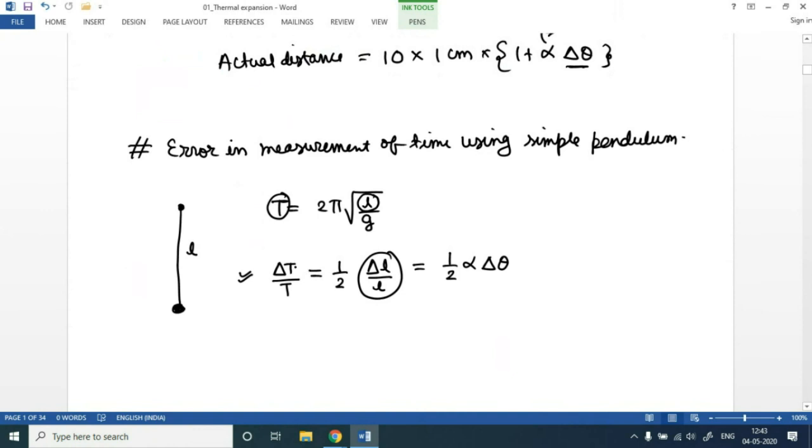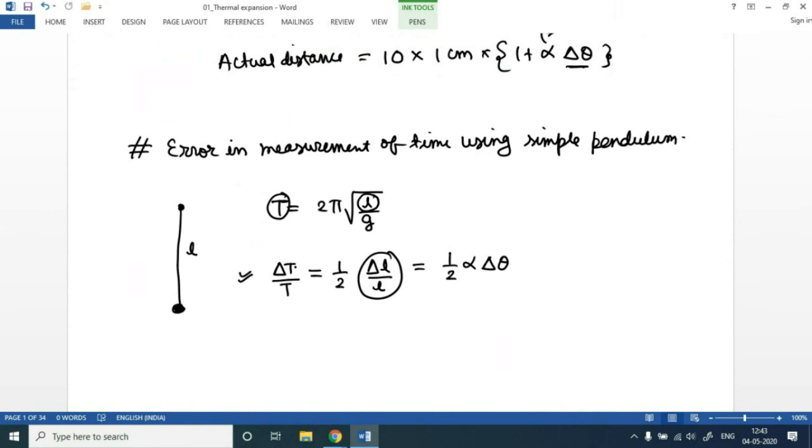So you should realize that if temperature increases, the time period of a simple pendulum will also increase. That means the pendulum will now take more time to complete one oscillation. So the clock will become slow. At higher temperature, the clock is going to become slow, and at lower temperature, the clock will become fast. Okay, so this thing you must understand.